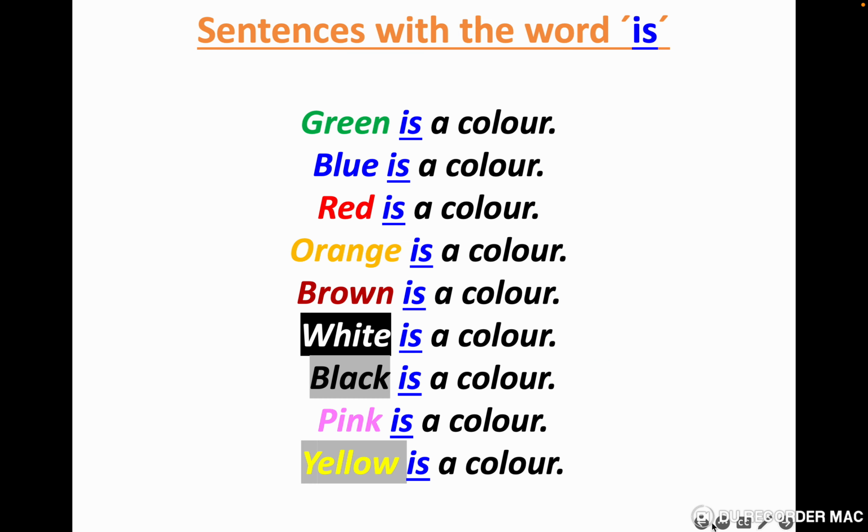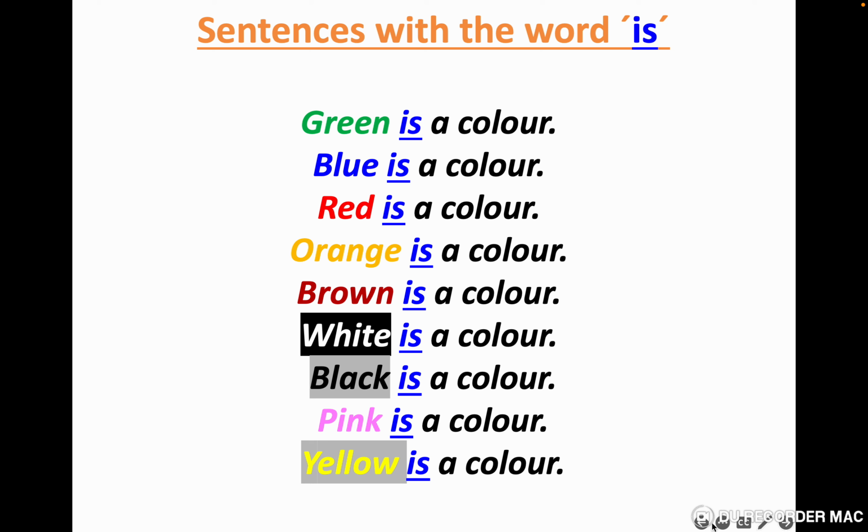Green is what? Is a color. Blue is a color. Red is a color. Orange is a color. Brown is a color. White is a color. Black is a color. Pink is a color. Yellow is a color.